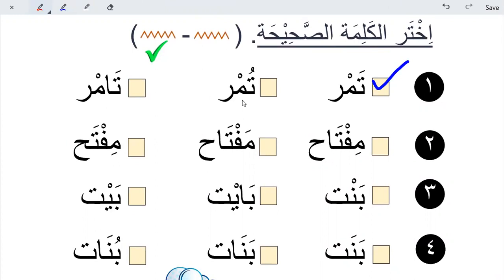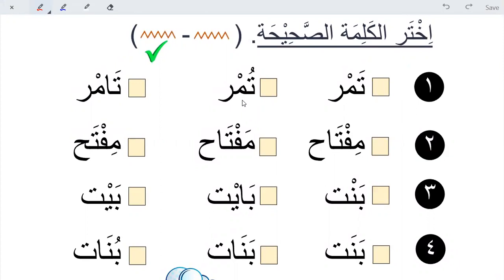Next. First one, Miftah. Good. Meaning? Keys. Good. Next. Bint, the first one, that is wrong. Bait. House. Good. Banat, second one. Girls. Okay.